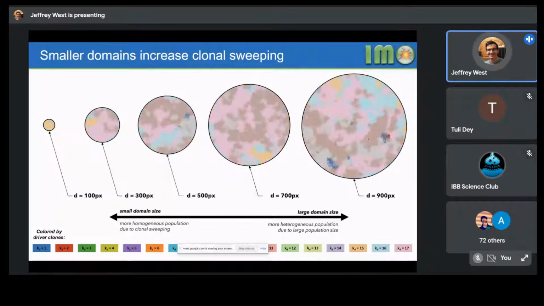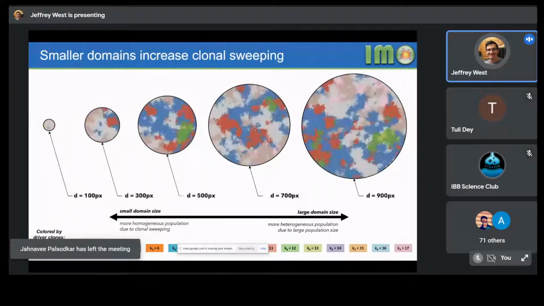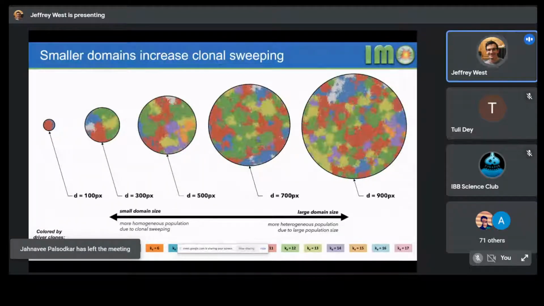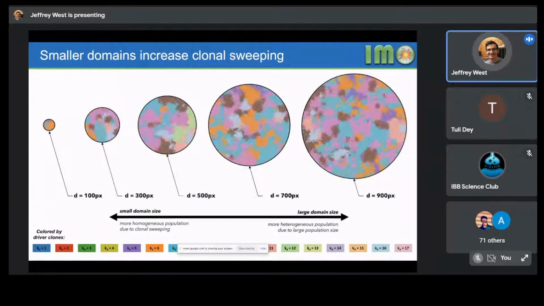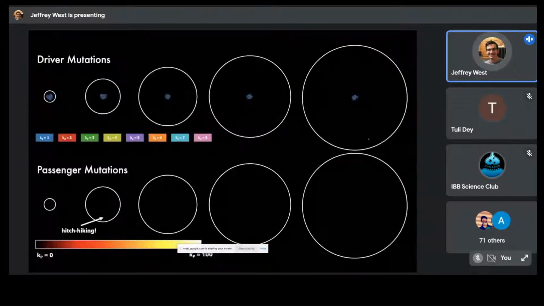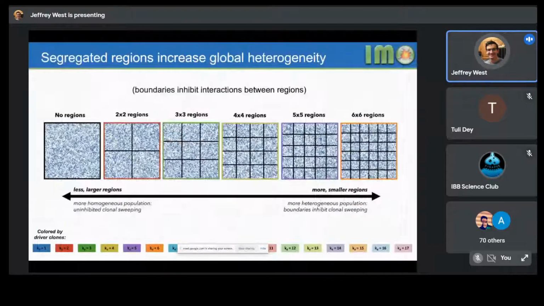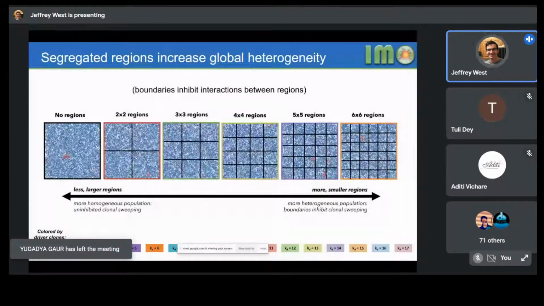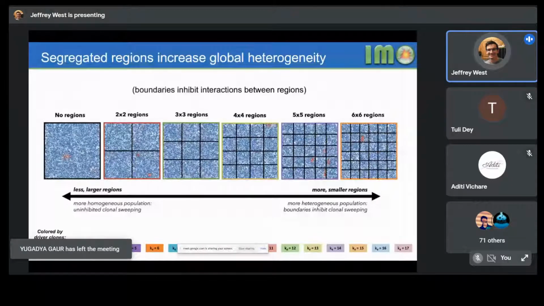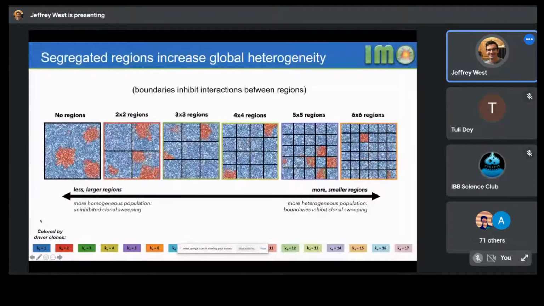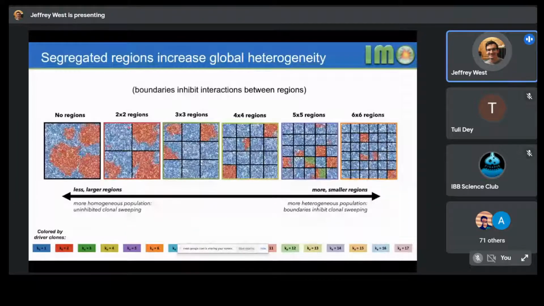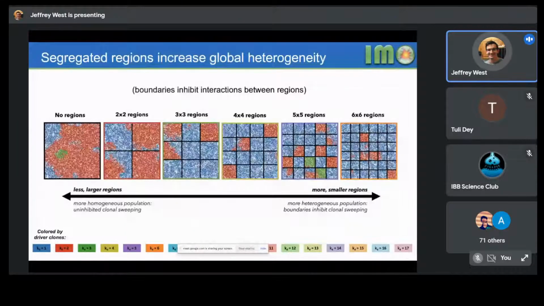But you may say, well, this isn't a fair comparison because these domains are all different sizes. So of course the bigger one is going to have more clones. So let's do a similar simulation that looks at the same domain size, but we segregate that into different sizes of segregated domains.